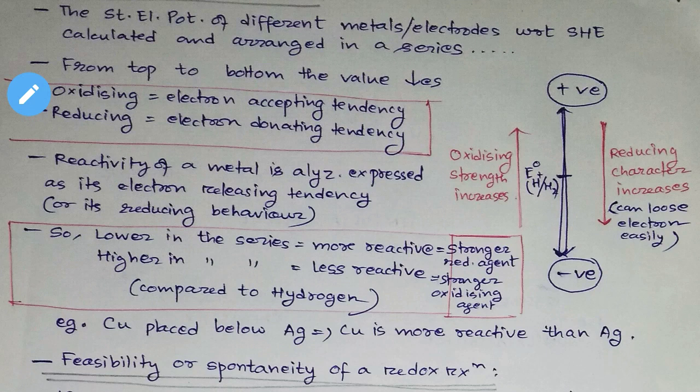Always the reactivity we will measure in terms of its electron releasing tendency, or we can say from its reducing behavior. Electron releasing tendency means its reducing behavior. So this point is also very important, because sometimes they may give you some metals and ask you to arrange these metals in terms of reactivity. So you have to do it based upon the electrochemical series, and for that it is sometimes important for you to memorize the electrochemical series.